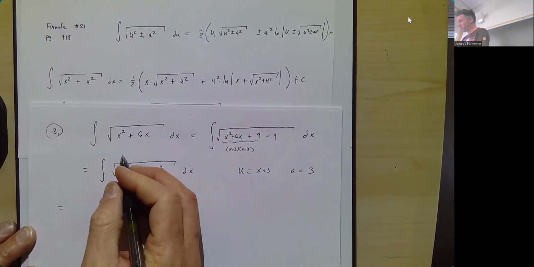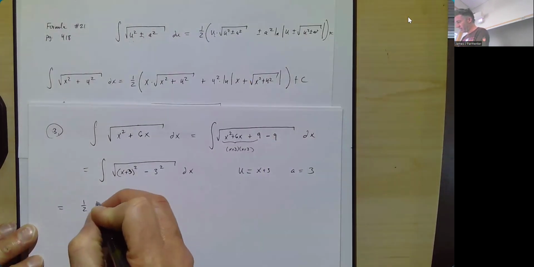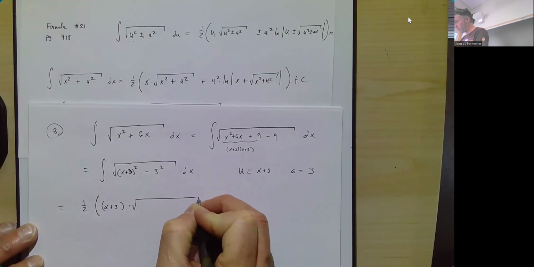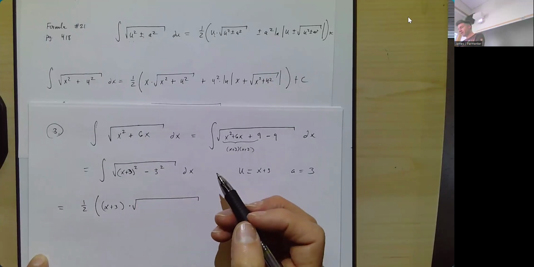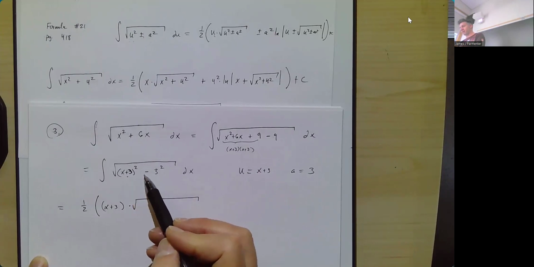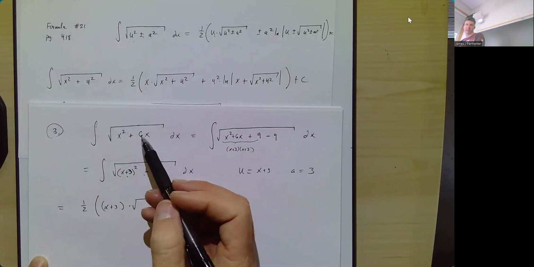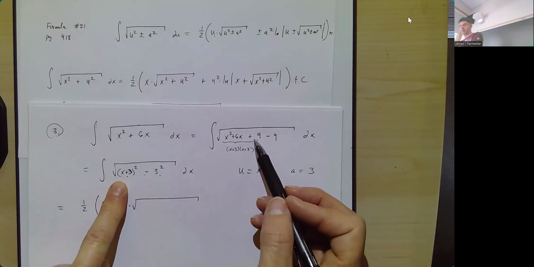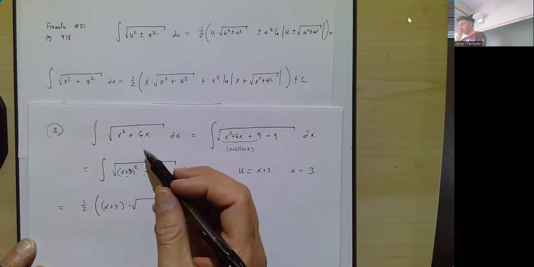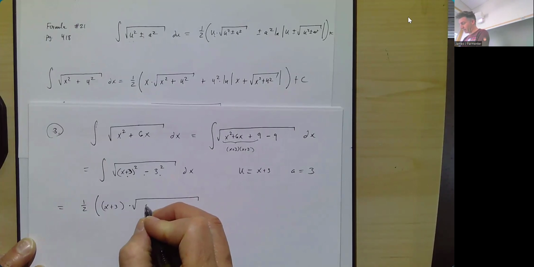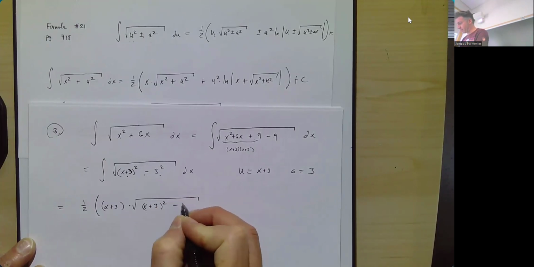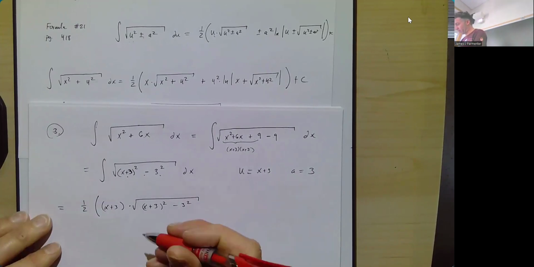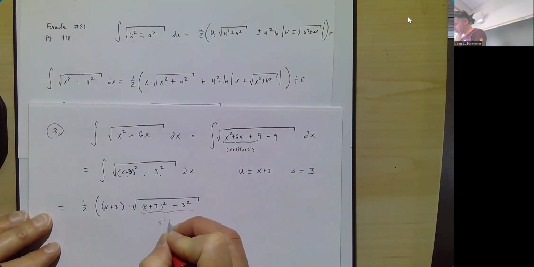This is going to be equal to, let's see, 1/2 times my u, which is x plus 3, times the square root of, now let's be smart here for a second. Instead of writing x plus 3 squared minus 3 squared, I could just write x squared plus 6x, because they're the same, right? x plus 3 squared is x squared plus 6x plus 9, minus 9 is x squared plus 6x. So I could write this as x squared plus 6x, or as x plus 3 squared minus 3 squared, if you want to do more writing. But it would be just as good to write this part as x squared plus 6x.